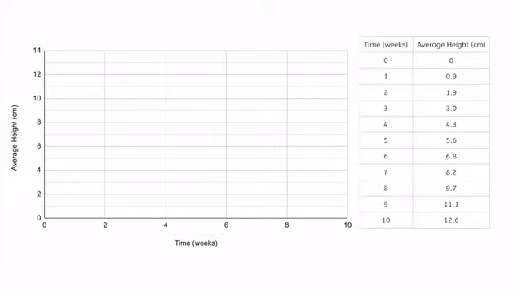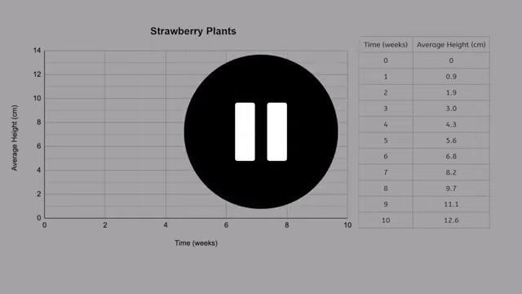All right, our graph is coming together. Let's go ahead and add a title as well. The title should clearly tell anyone reading the graph what the graph is about. What if I labeled it Strawberry Plants? Do you think this is a good title? Pause the video and write your thoughts in your guided notes.